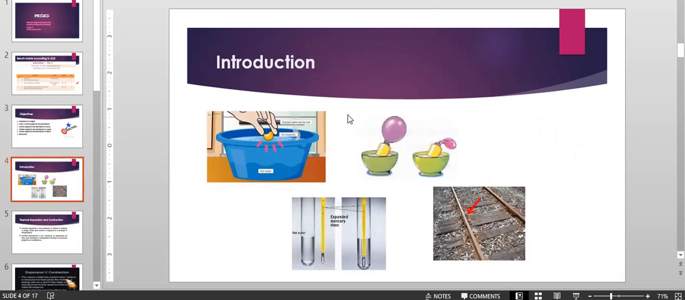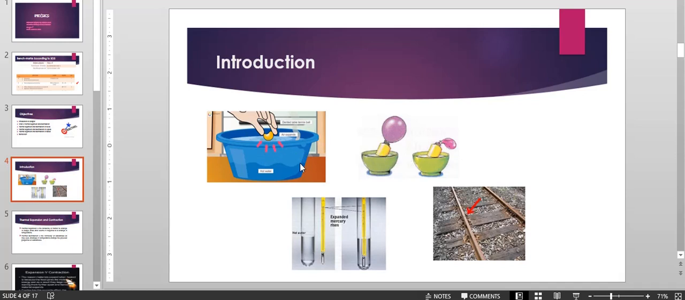I would like to introduce this chapter by some diagrams. What is the reason behind leaving the spaces in between the railway tracks? Or what is the reason behind the movement of mercury in a thermometer? Why is it so that when you place a bottle with a balloon on it in the hot or cold water, the balloon blows or shrinks respectively? Why does placing a dented tennis ball in hot water help it to regain its shape?